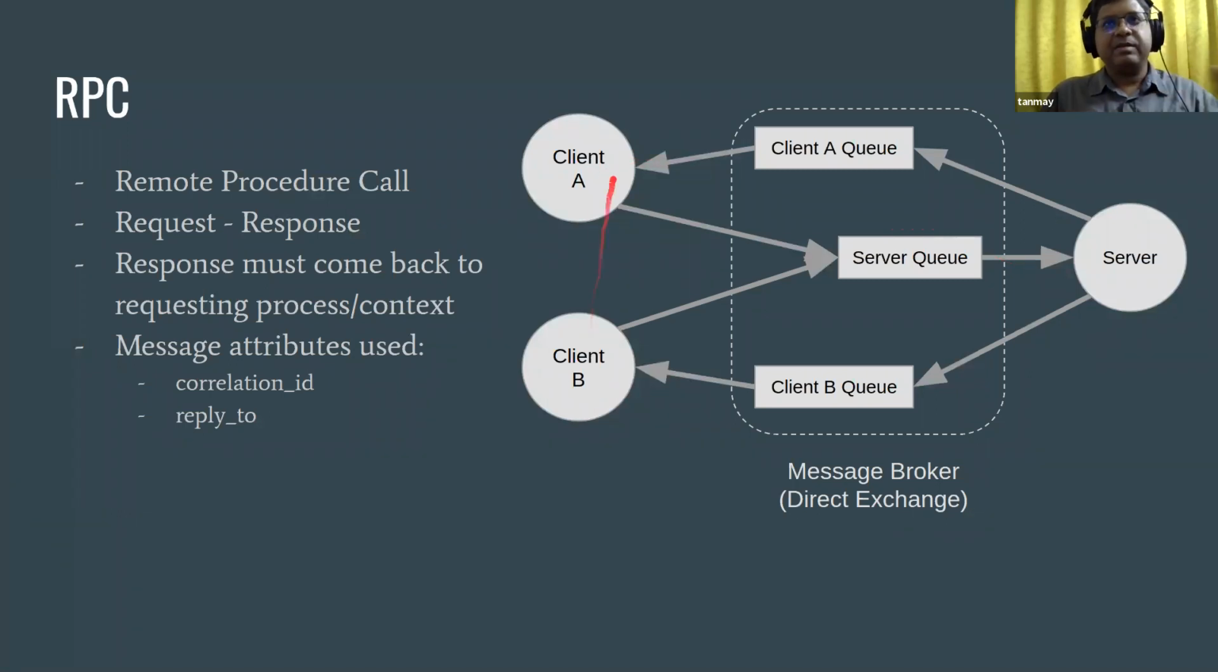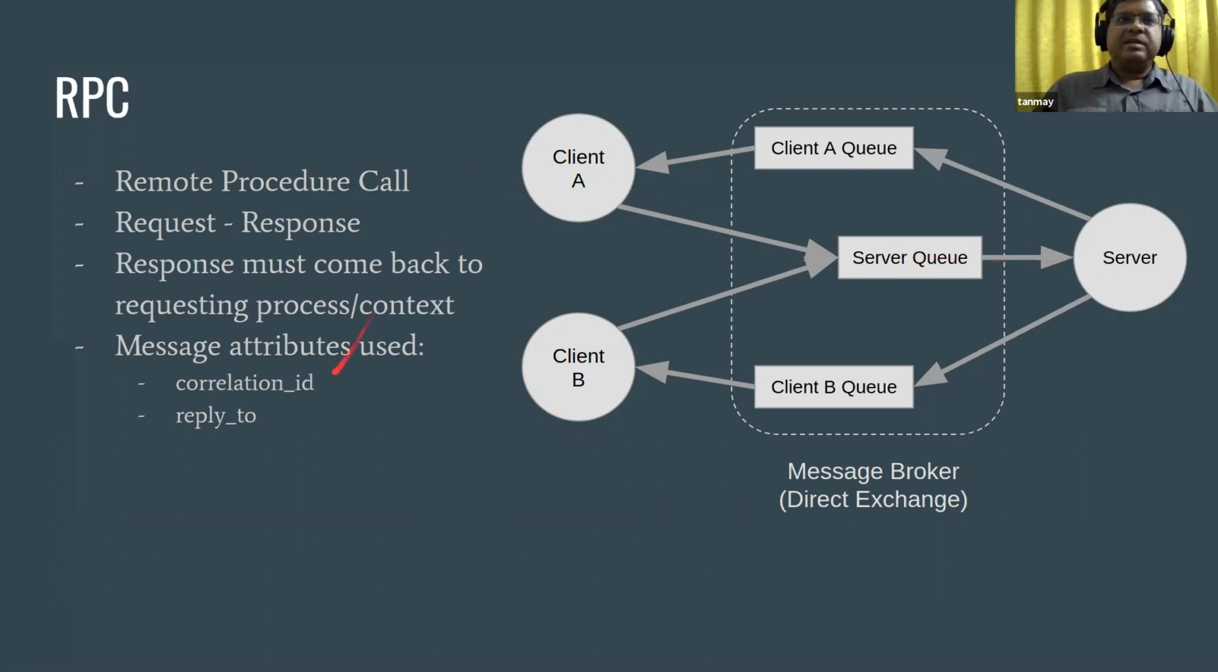All right. So if there is client A and client B, if client B sends a message, the response to that should come back to client B. And if client A sends a message, the response to its message should come back to client A. Now we can do this simply by using direct exchange. So the way we can do it is we define a server queue, and both the clients send their request to the server queue, and the server process reads from the server queue to process messages.